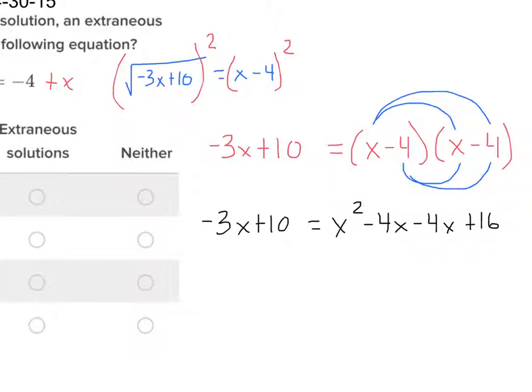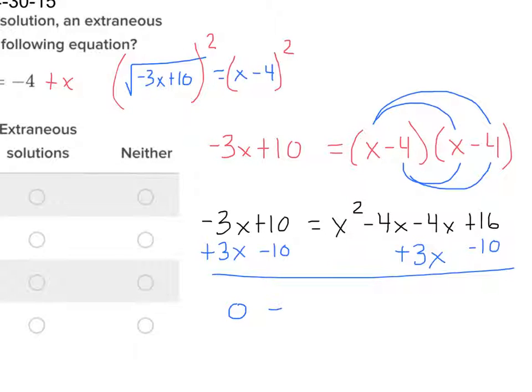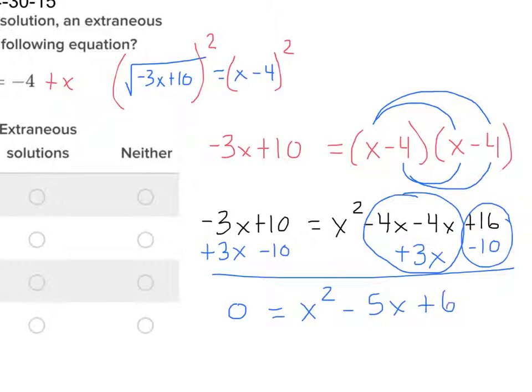So I'm going to take this negative 3x and this positive 10, and I'm going to move them over. To move them over, I got to do the opposite of what's happening. So I need to add 3x to both sides like this. And I need to subtract 10 from both sides like this. And so I have 0 equals x squared, and negative 4x and negative 4x and positive 3x gives me negative 5x. And 16 and negative 10 is positive 6. So now what I have right here is a quadratic equation.